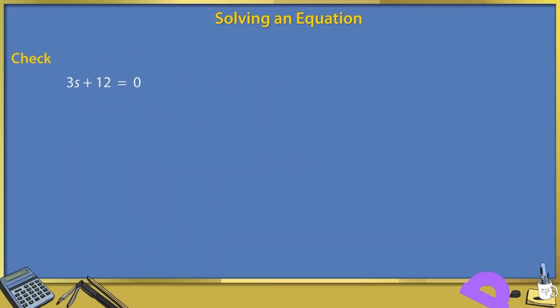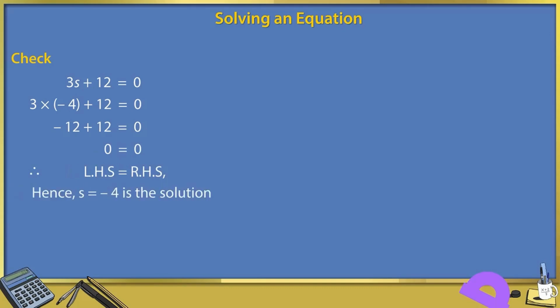Check. 3s plus 12 is equal to 0. 3 into, in the brackets, minus 4 plus 12 is equal to 0. Minus 12 plus 12 is equal to 0. 0 is equal to 0. LHS is equal to RHS. Hence, s is equal to minus 4 is the solution.